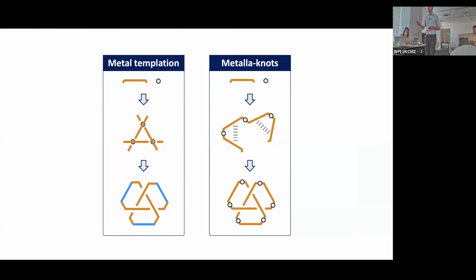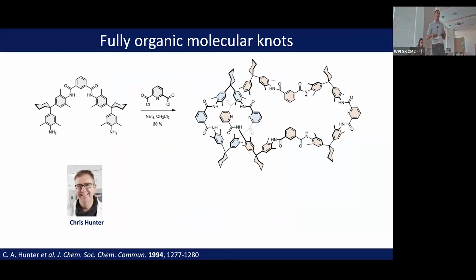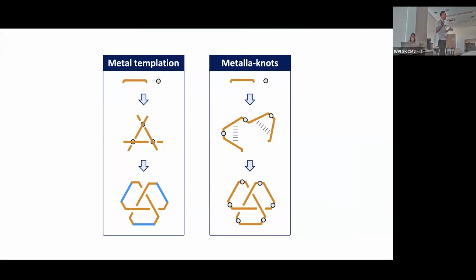But of course, this raises the question as to whether it is possible to make knots in the absence of metal, because I only showed you molecular knots that rely on the use of metals. And so, is it possible to form knots in the absence of metals? Yes, it is, but actually this is a field of research which is a lot less developed. Of course, it presents advantages because not every functional group is compatible with metal coordination.